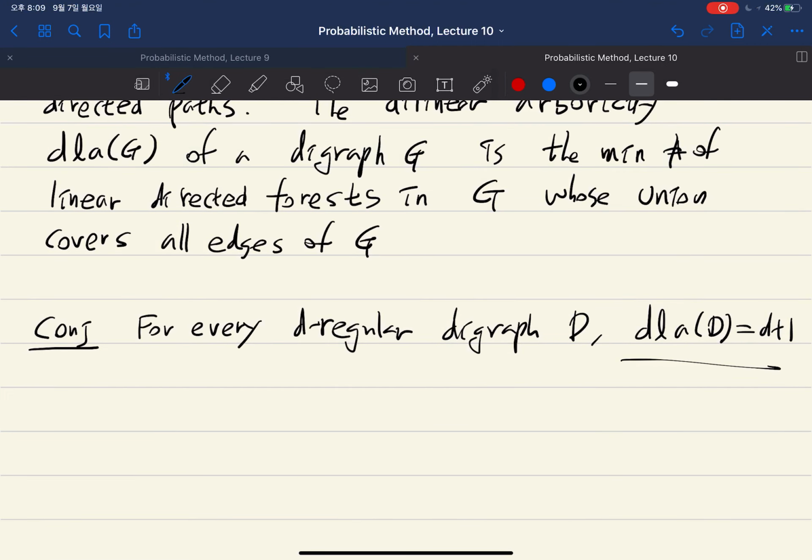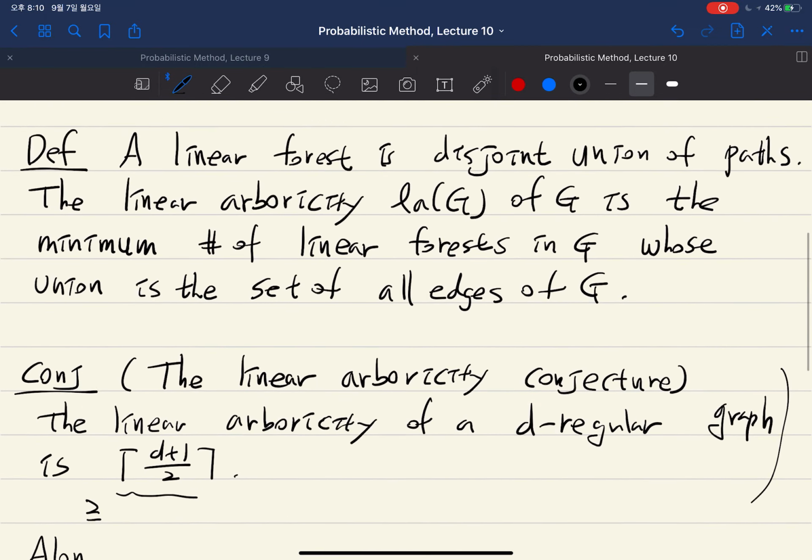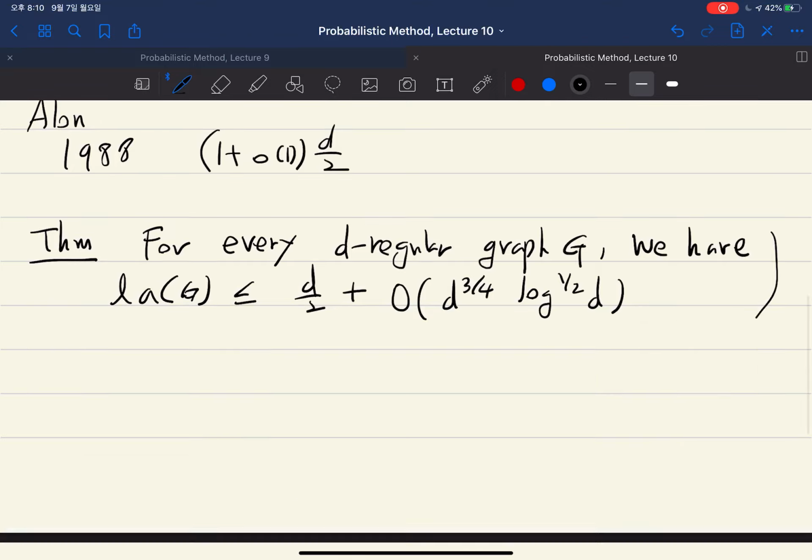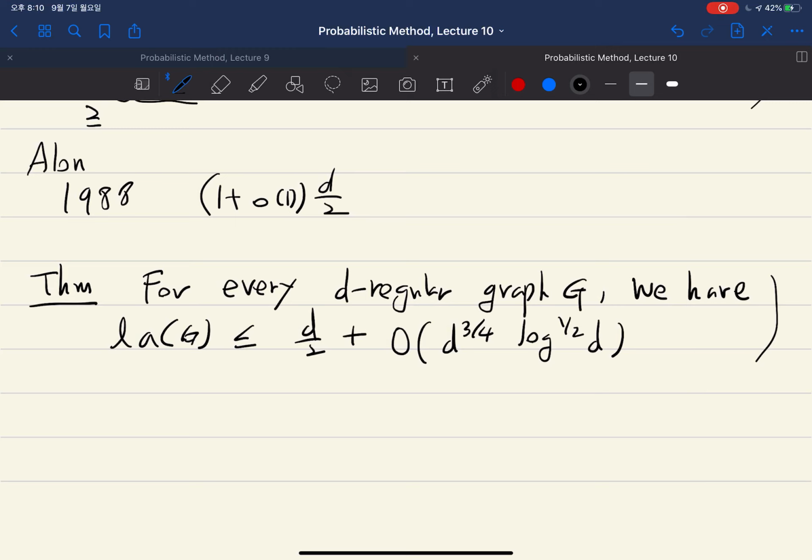So we want to prove this theorem in terms of a digraph. If d is even, as I mentioned, we just prove it for directed graphs, then it is done.